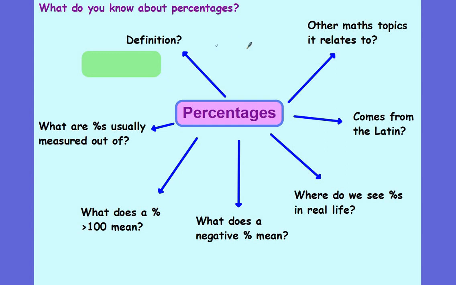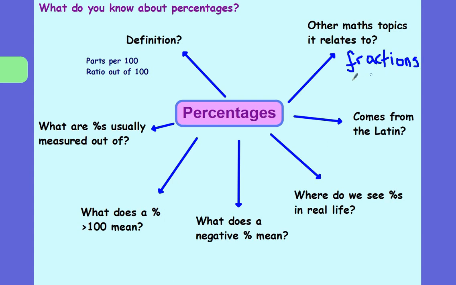Okay, let's go through some possible answers. A definition of percentage. So percentage just means parts per 100 or ratio out of 100. We're looking for that 100. Parts per 100. Other topics it could relate to, you could have had fractions, as we look at fractions of amounts and percentages of amounts. Also, it relates to decimals. You may have come up with some other options, however those are the ones that I thought of.